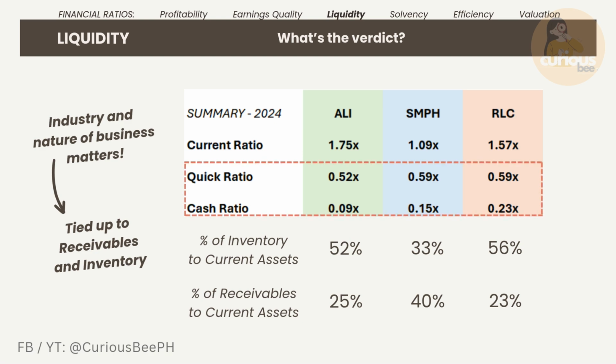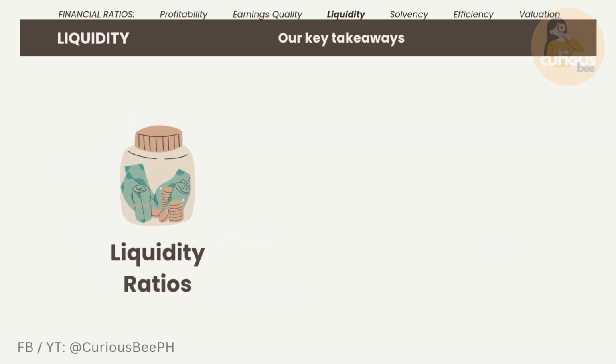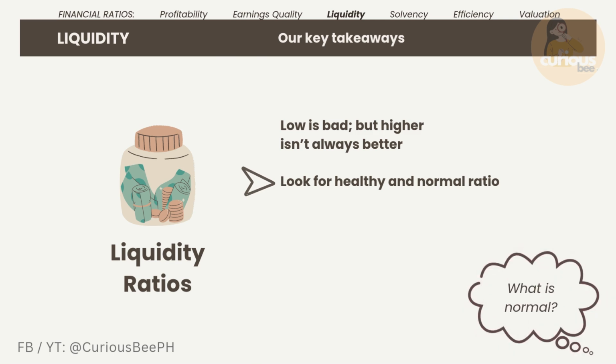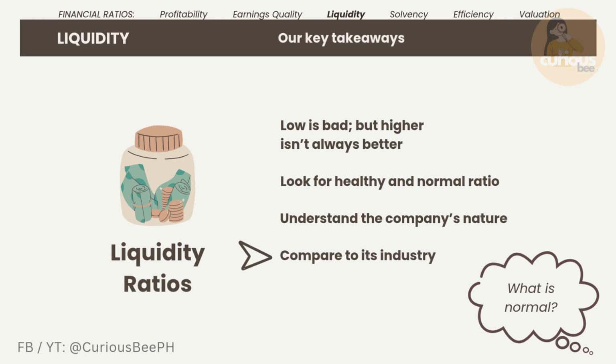Context matters. So what are the key takeaways here? The rule of thumb is, a low ratio is bad, but a very high ratio is not good either. We want a healthy and normal level. To determine what is normal, we need to understand the company's business nature, the ratio level of other businesses in the same industry, and the company's own past performance.